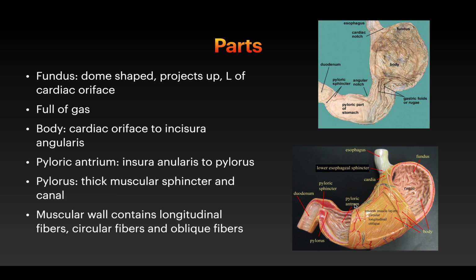So the muscle of the stomach itself is also 3 layers. There's going to be the circular, the longitudinal, and the oblique. Inside are these folds. They're called the rugae. The angular notch right here. This is the incisura angularis.